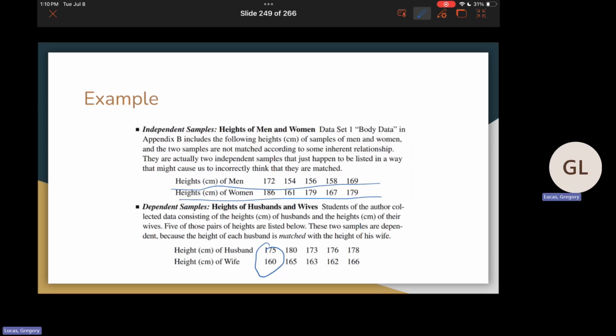Okay? So the first one, just random men and women taking a sample, that's independent. But if a couple is grouped together, then there's some inherent relationship. So I can't say that those are independent. So that makes it dependent. A lot of times we think of independent samples as just no relationship between the two samples.